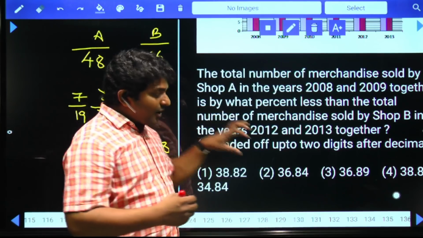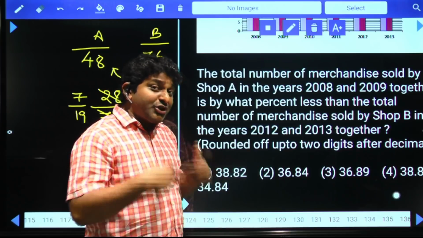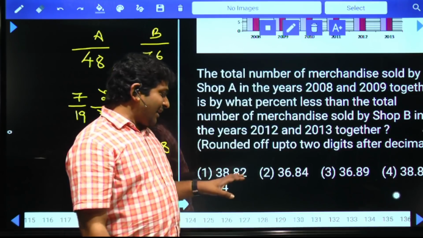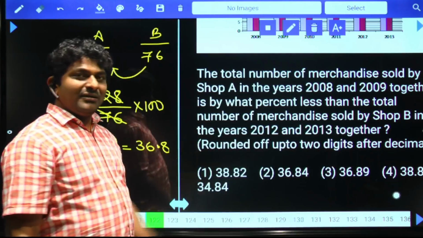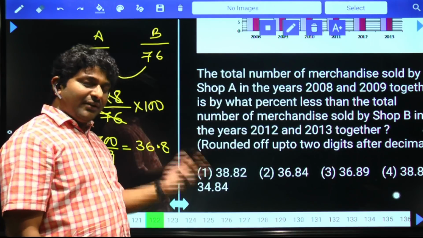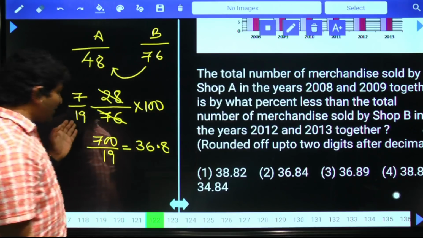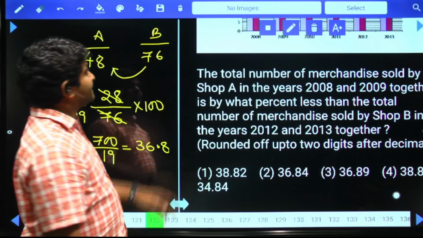So based on options, we will change our strategy. If you have options like 38, 36, 34, 32 and then 35, something like that, definitely we will try using the denominator.